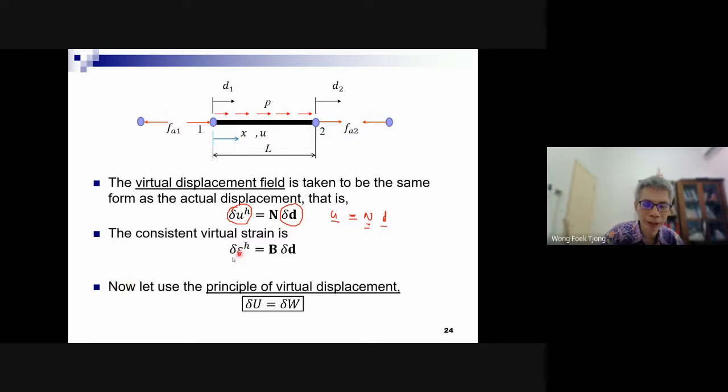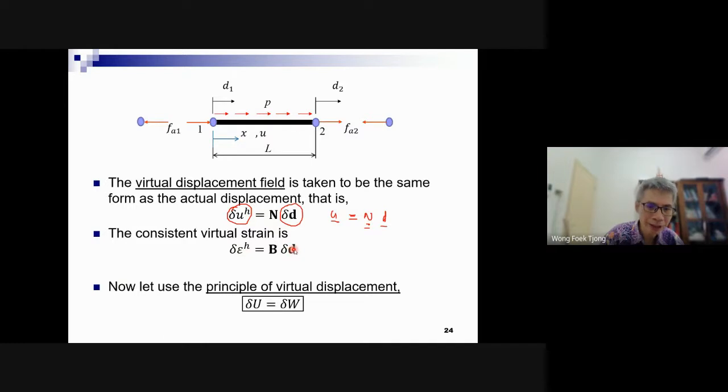The virtual strain, by definition, is the first derivative of the virtual displacement, following the same concept and the same definition as for the actual strain. So we can write the virtual strain as B delta D.